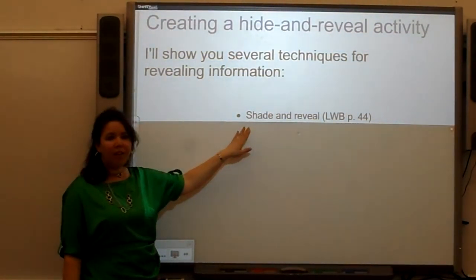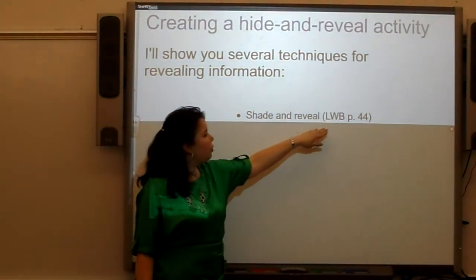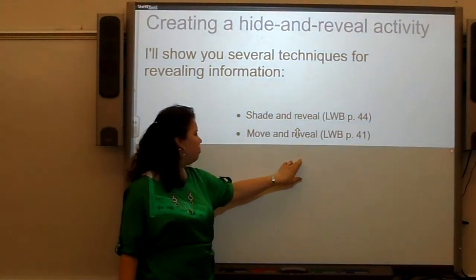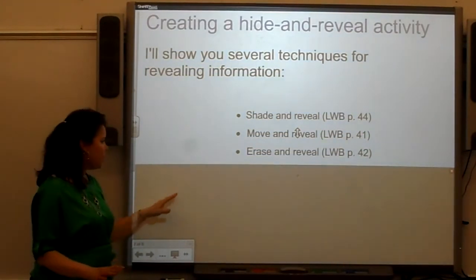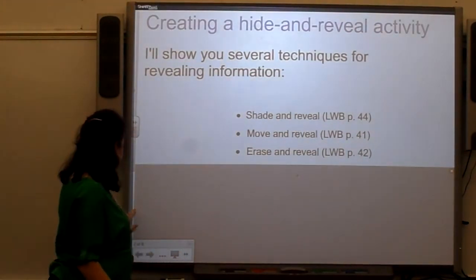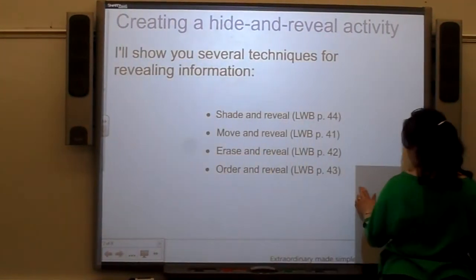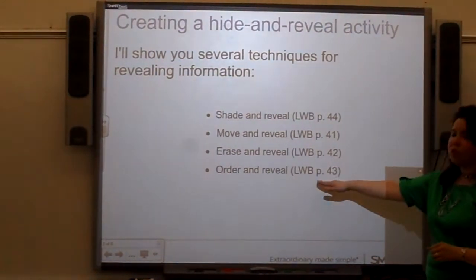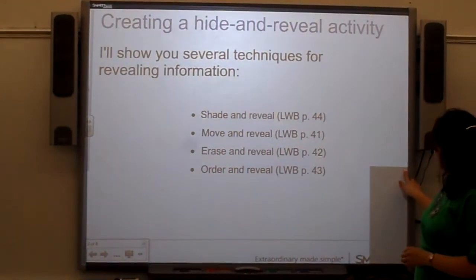The shade and reveal, which is really quick and super easy, on Learner Workbook page 44. Move and reveal. Erase and reveal. And imagine for just a moment this is a timeline, because I can pull to the side and reveal from left to right as well as up and down. So this is order and reveal. And to close out my shade, I'm just going to press the red X.